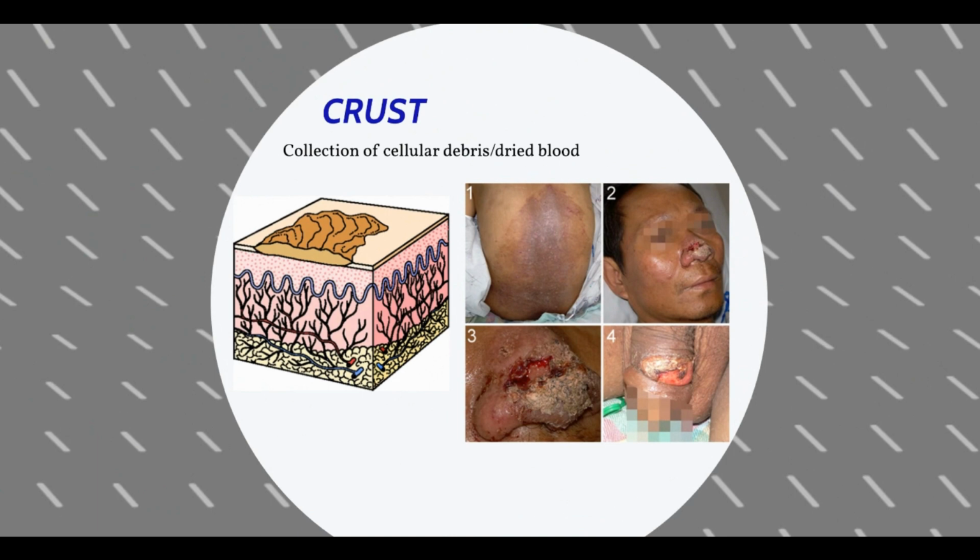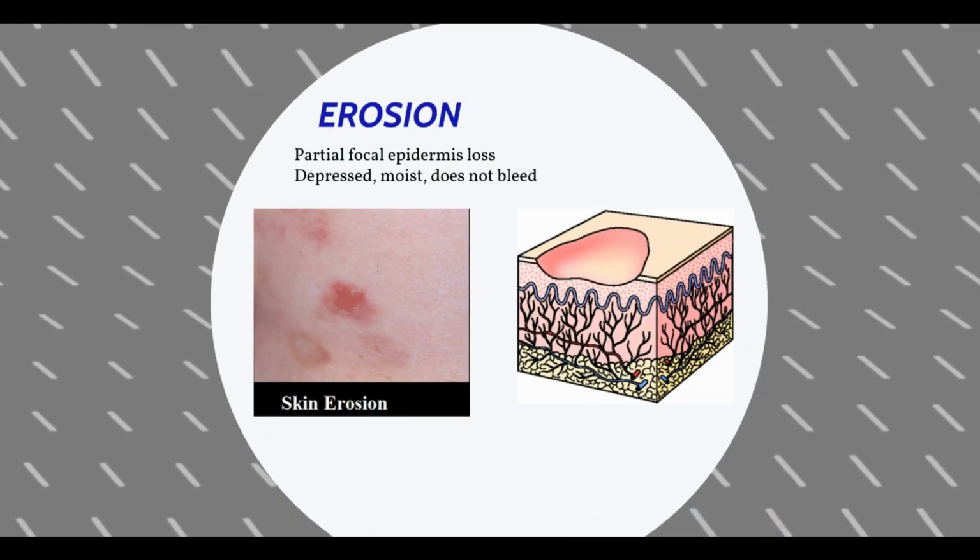Crust. Yeah, right into crust. Let's just go there. So crust is a collection of cellular debris or dried blood. So this is secondary to a lesion that has already occurred. It can be secondary to trauma, or it can be secondary to an open sore or lesion that has already occurred.